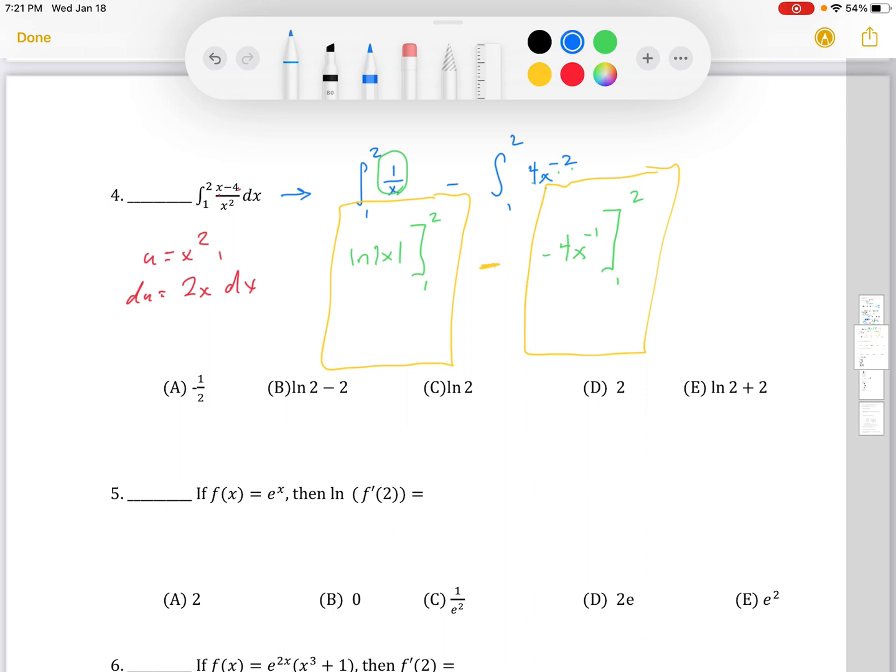Okay. So right off the bat, I have the natural log of 2 minus the natural log of 1. Natural log of 1 is 0, so this just gives me the natural log of 2. And the second one, remember that negative 4 times x to the negative 1 is just this. So if I plug in 2, I'd end up with negative 2. And if I plug in 1, I end up with negative 4. So negative 2 minus negative 4 is positive 2. I want to minus these. So my answer would be B.